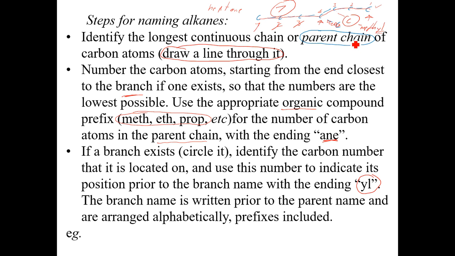And now I just need to specify where this is. The branch name is written prior to the parent name, and they are arranged alphabetically. Prefixes are included if we do use the prefixes. So specify where it is using a number. It's on carbon number 3. So 3-methylheptane is what we would call this one.